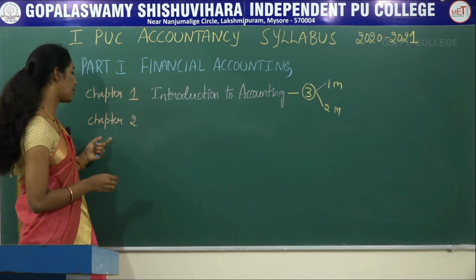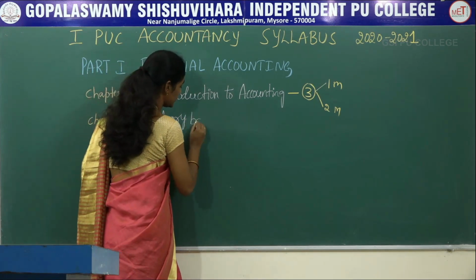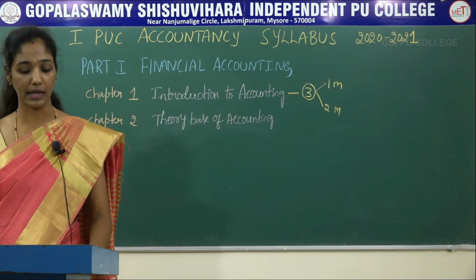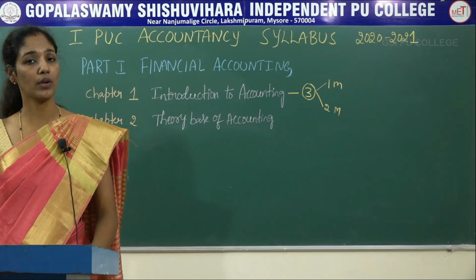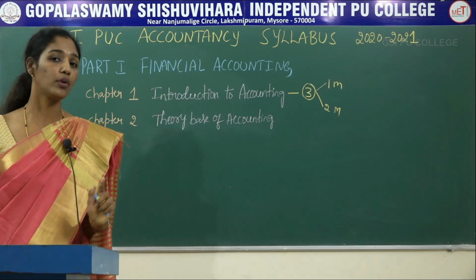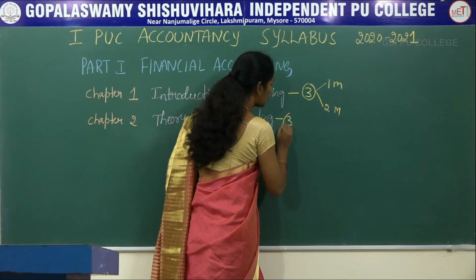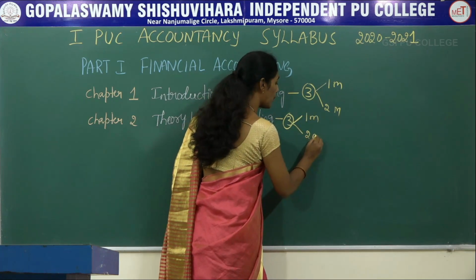The next is chapter 2, Theory Base of Accounting. This chapter consists of accounting principles, concepts, rules and guidelines developed over a period of time to bring uniformity and consistency in the process of accounting. For this chapter, a total of 3 marks is allotted in your examination. Out of 3 marks, you can expect a 1 mark question and a 2 mark question.